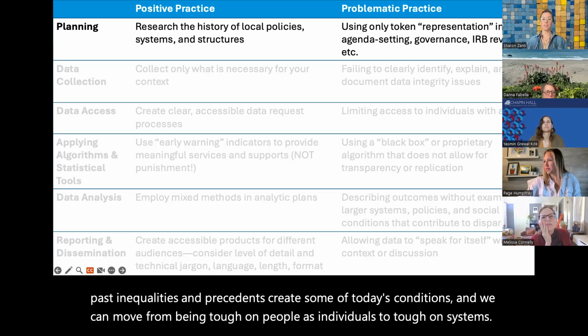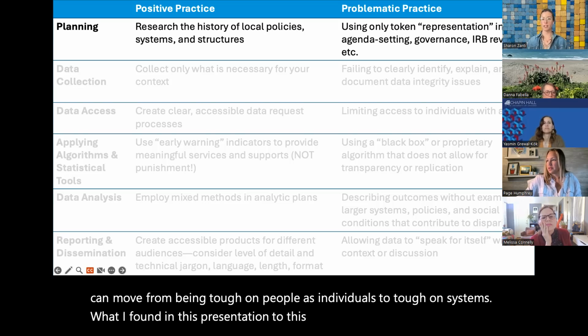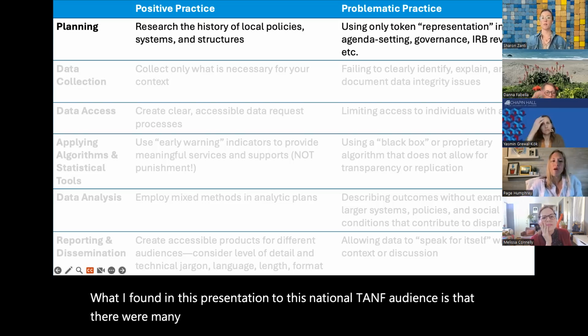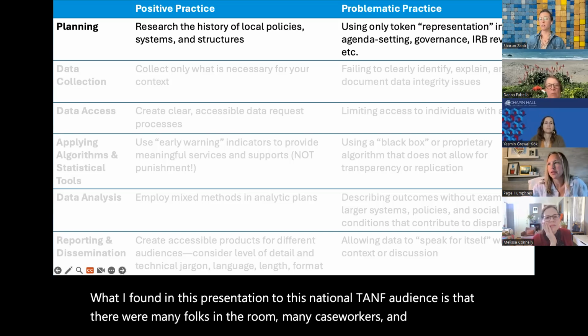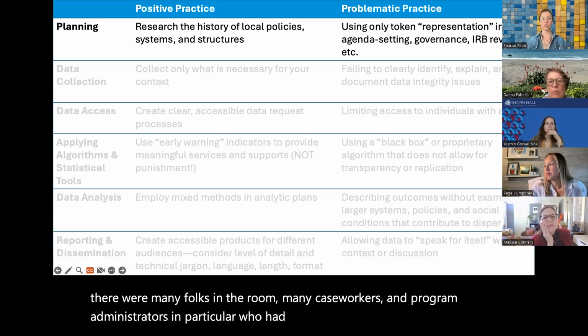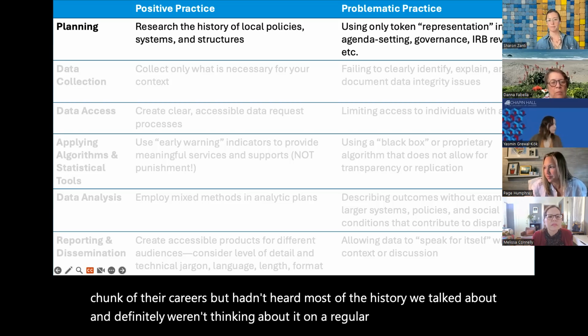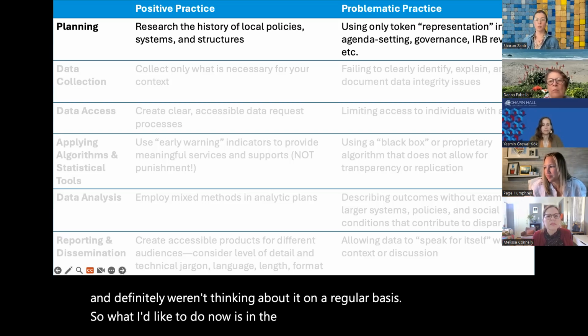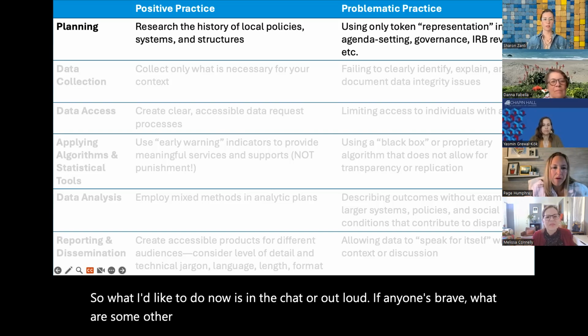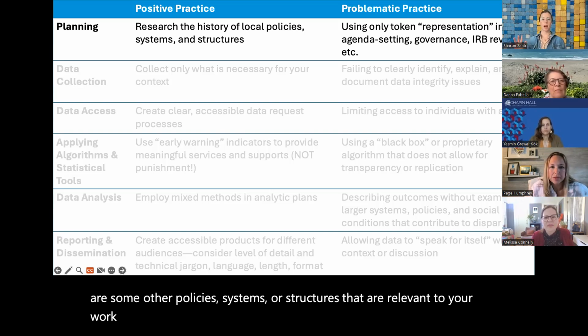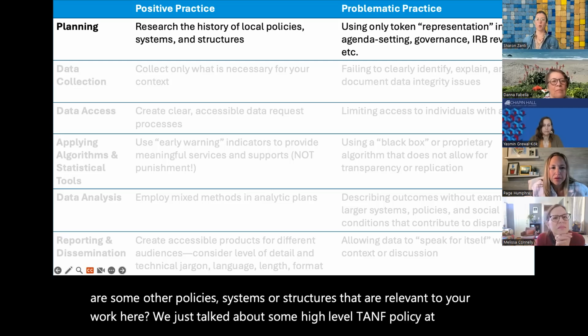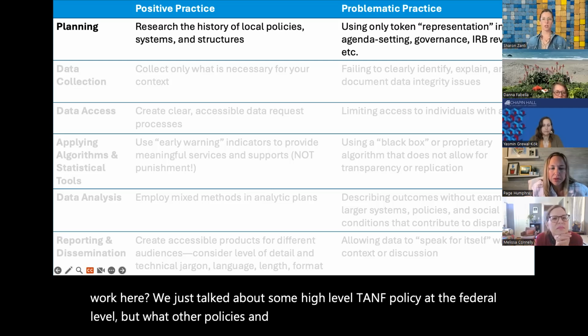What I found in this presentation to this national TANF audience is that there were many folks in the room, many caseworkers and program administrators in particular, who had been working with TANF for a good chunk of their careers, but hadn't heard most of the history we talked about and definitely weren't thinking about it on a regular basis. So what I'd like to do now is in the chat or out loud, if anyone's brave, what are some other policies, systems, or structures that are relevant to your work here? We just talked about some high-level TANF policy at the federal level, but what other policies and systems influence what you do?